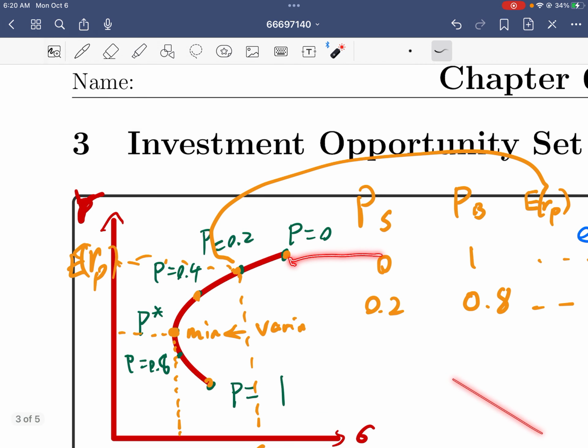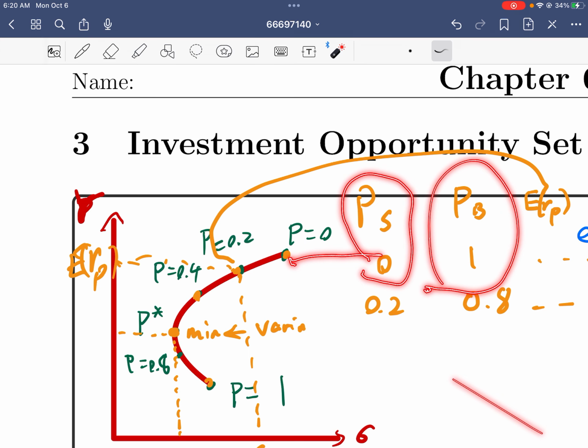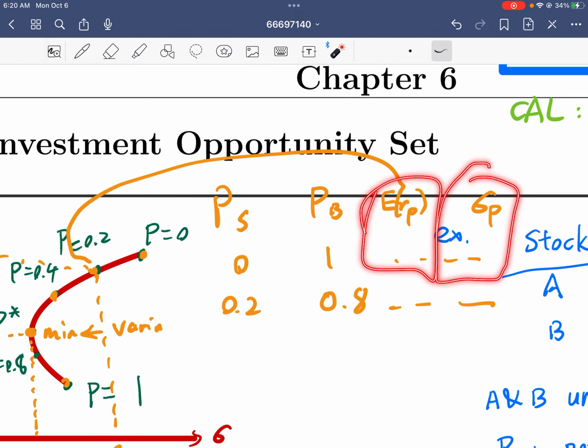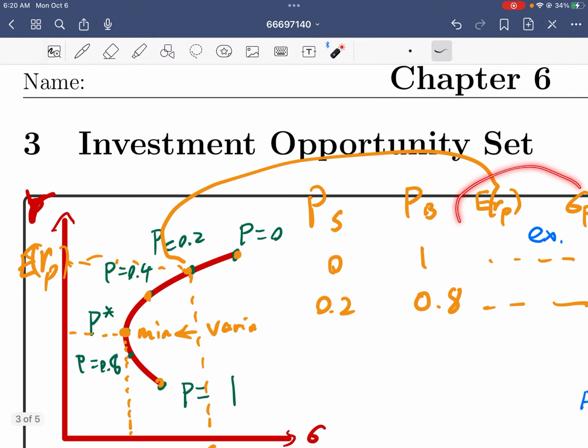For example, at this point, you have 0% in stock, 100% in bond. You can use the equation from the previous page to calculate expected return and standard deviation. That will give you two numbers. You can plot it on the opportunity set. For each combination, you can find exactly a point on this opportunity set.